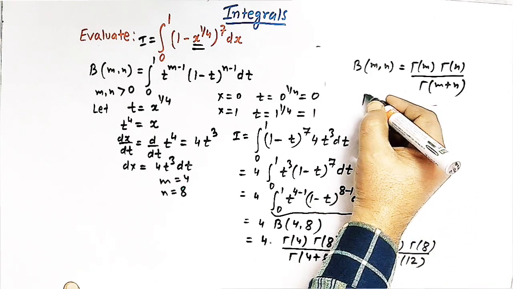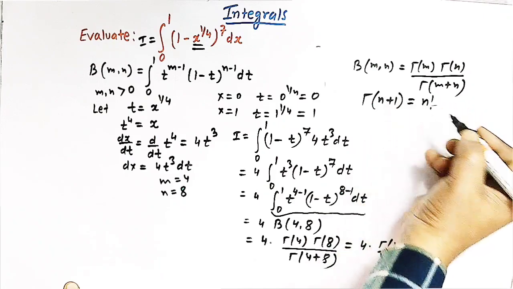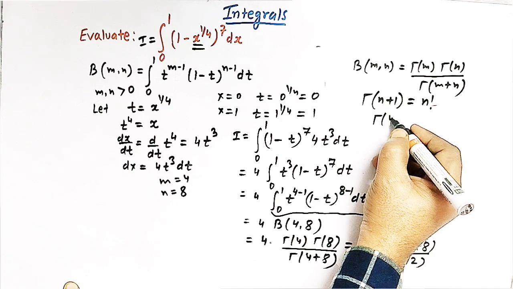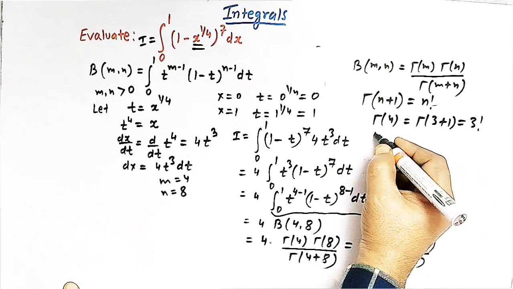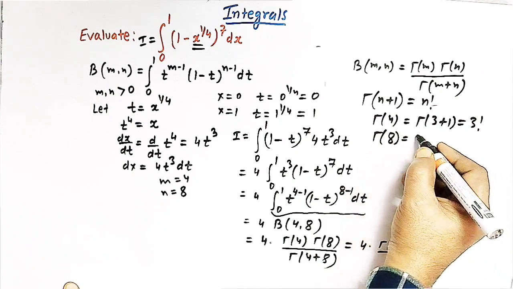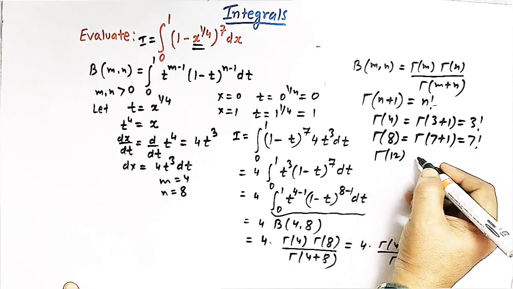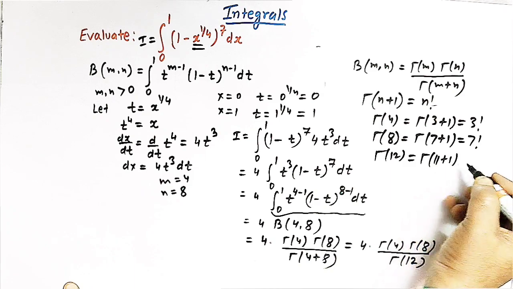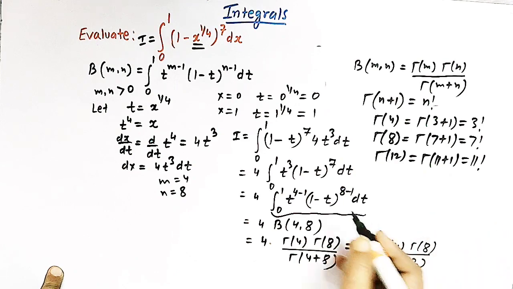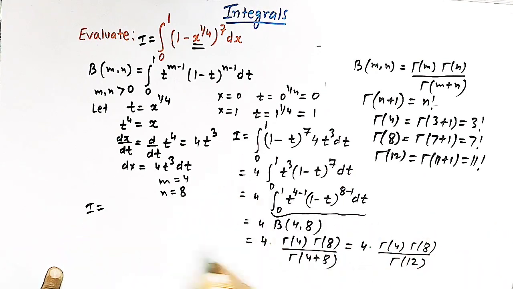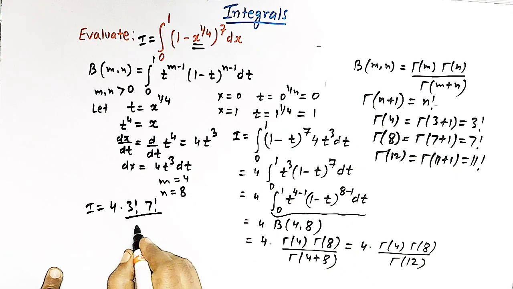We'll make use of this result, that gamma of n plus 1 is given by n factorial. So gamma 4 can be written as gamma of 3 plus 1, that is 3 factorial. Gamma 8 is gamma of 7 plus 1, that is 7 factorial, and gamma 12 can be written as gamma of 11 plus 1, that is 11 factorial. So now we can write this integral I as 4 times 3 factorial times 7 factorial divided by 11 factorial.